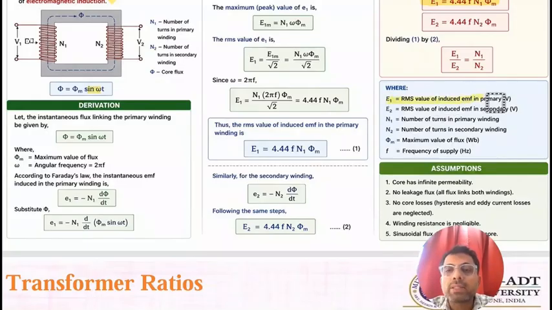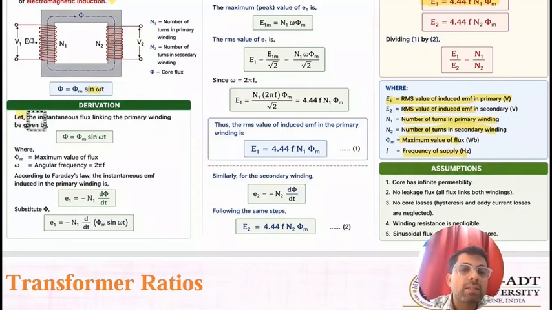E1 is the RMS value of induced EMF in the primary winding. E2 is the RMS value of induced EMF in the secondary winding. N1 is the number of turns in the primary winding. N2 is the number of turns in the secondary winding. Phi m is the maximum value of flux. And f is the frequency of the supply, measured in hertz. So we will start the proof.